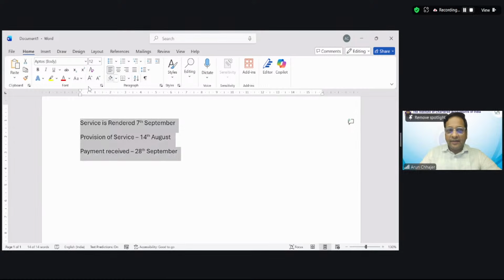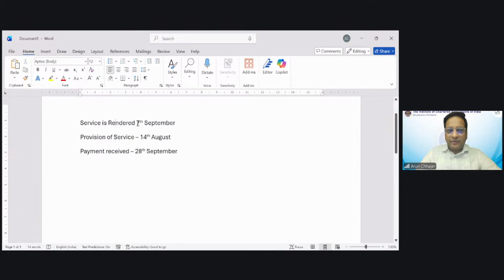So Malashmi, kindly confirm, out of these three dates, I am unable to understand the difference between service rendered and provision of service, because both would be same. There would be only one date. See, when the service was completed, that would be only one date. So is it the invoice date you are talking about? What is the 7th September? I am unable to understand, because rendered and provision of service are same.